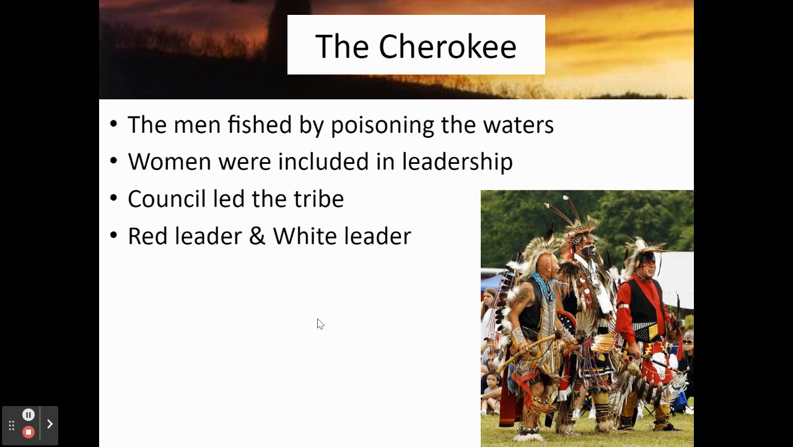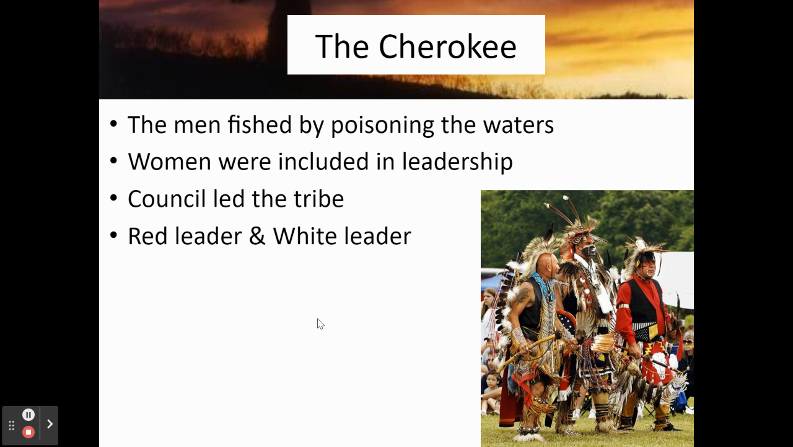Okay, Cherokee continued. The men would often fish by poisoning the water. Pretty interesting stuff. They could take tree bark and render this type of chemical substance, and it would literally stun the fish. Okay, and then they could just scoop them up. It basically paralyzed the fish, allowing them to be easily captured. And women were included in tribal leadership, and then a council led the tribe of the Cherokee.